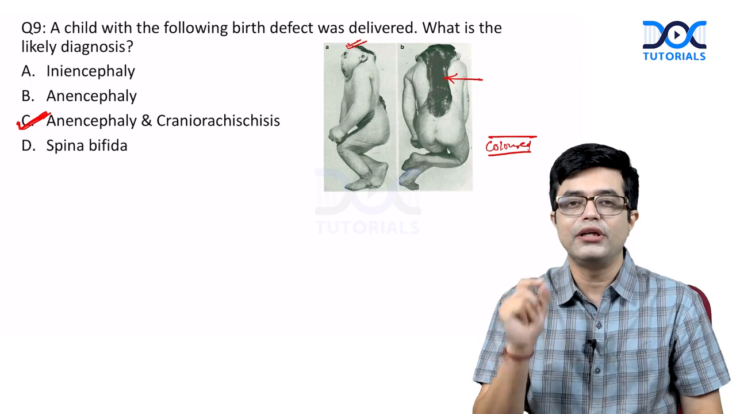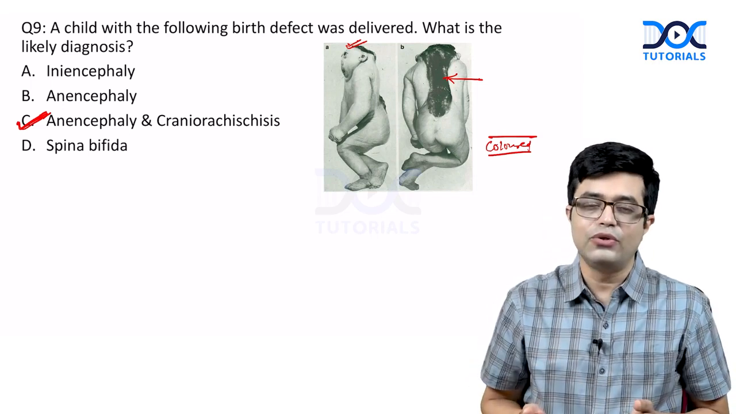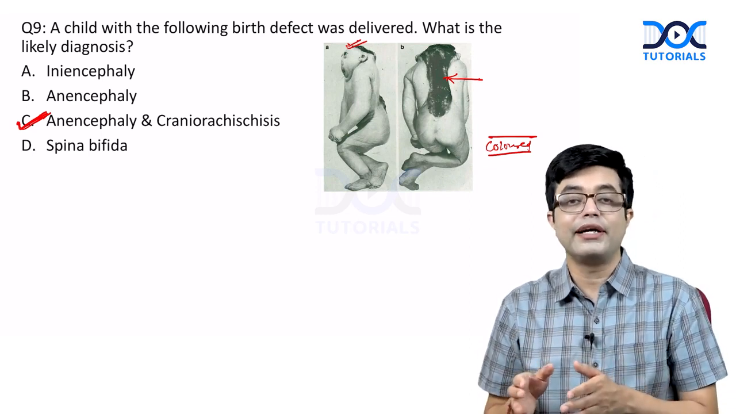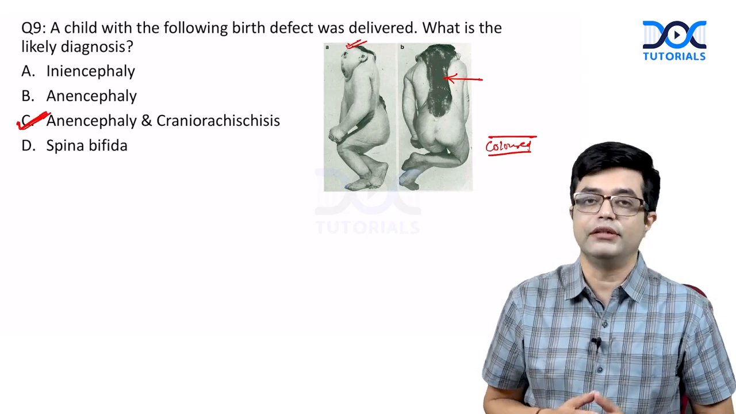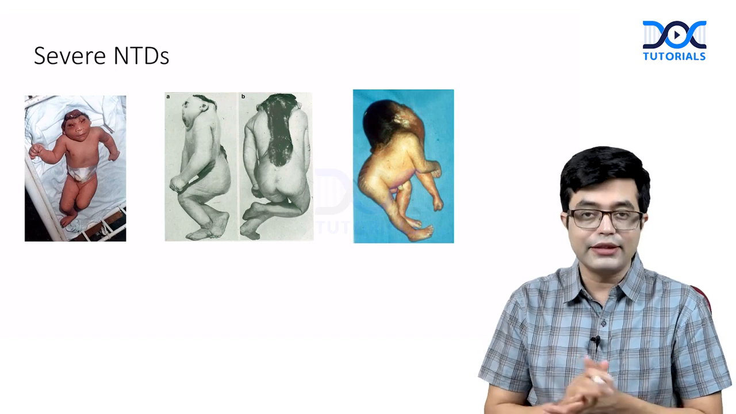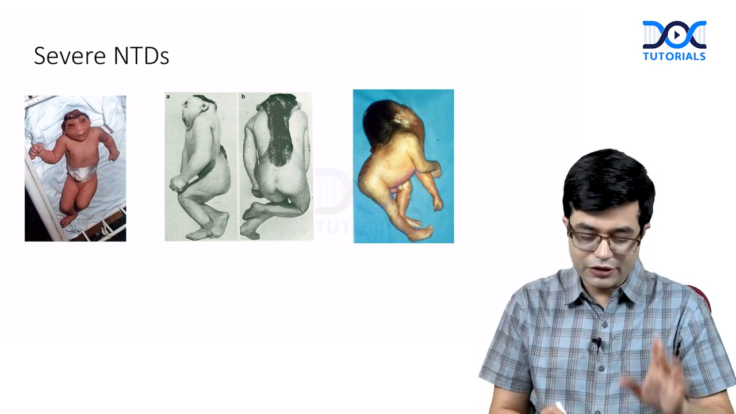It is a condition not compatible with life. You can check it in utero by antenatal ultrasound. You can do the markers like alpha fetoprotein and acetylcholinesterase, which will be elevated in these patients, right? So these are the answers. Now, severe neural tube defects, 3 important neural tube defects you should remember.